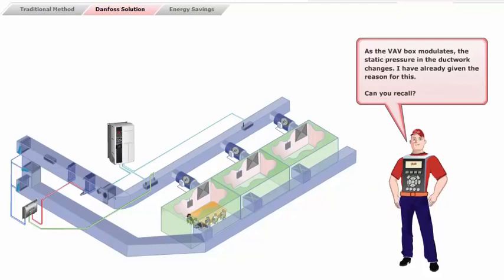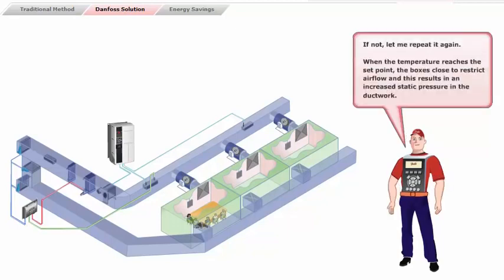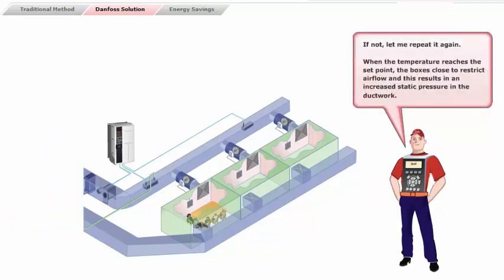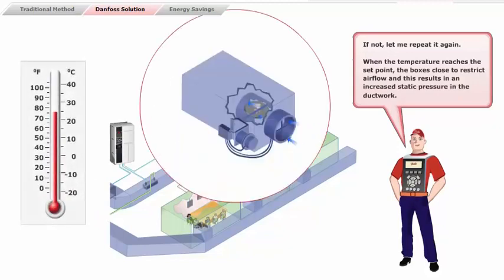I have already given the reason for this. Can you recall? If not, let me repeat it again. When the temperature reaches the set point, the box is closed to restrict airflow, and this results in an increased static pressure in the ductwork.